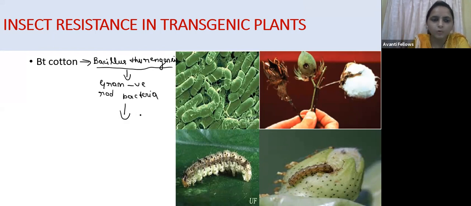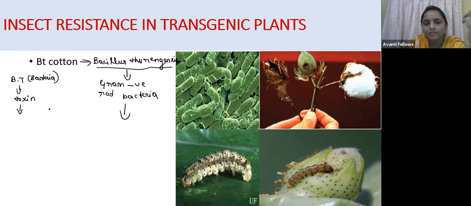So guys, what have we done in the BT cotton? I will tell you. There is one bacteria, and that bacteria's name is Bacillus thuringiensis. This Bacillus thuringiensis produces some type of toxins. When these toxins are taken by the worms, that is the insects, it is going to cause the death of that insect.